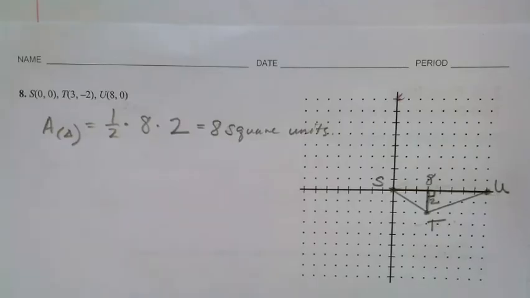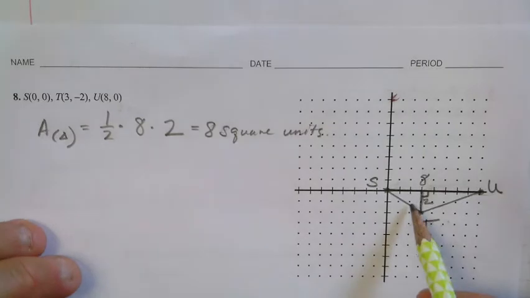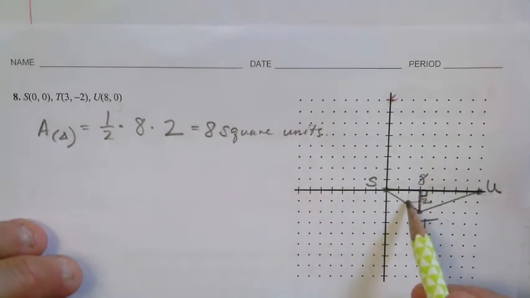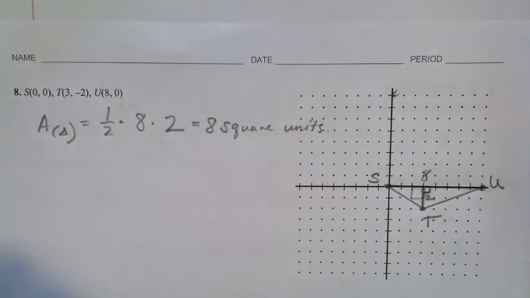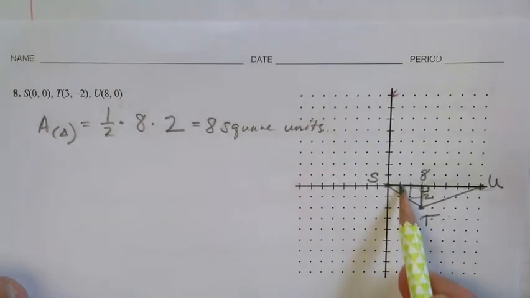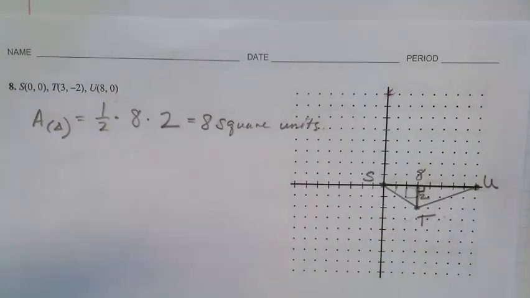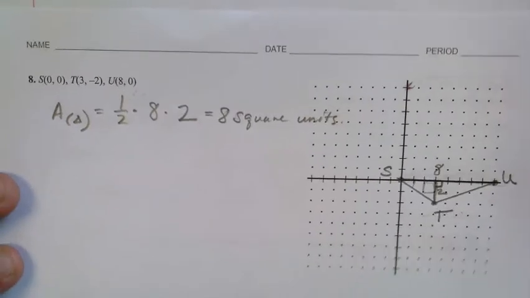Okay? There are 8 of these little squares that would be inside of this shape, even though there are partial ones here and here, a total of 8 squares inside that shape.